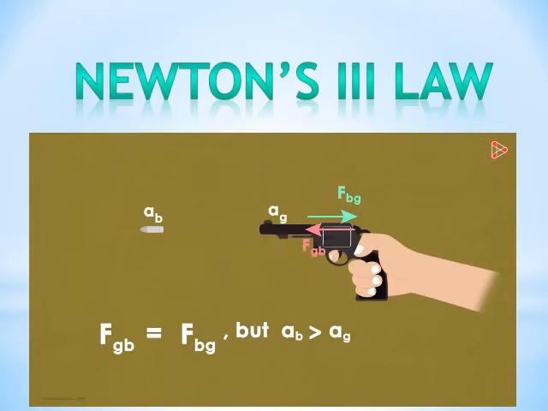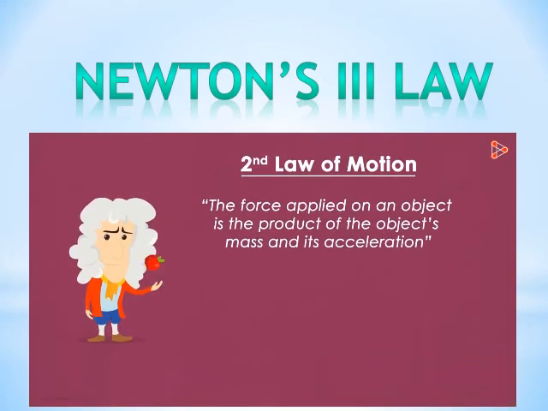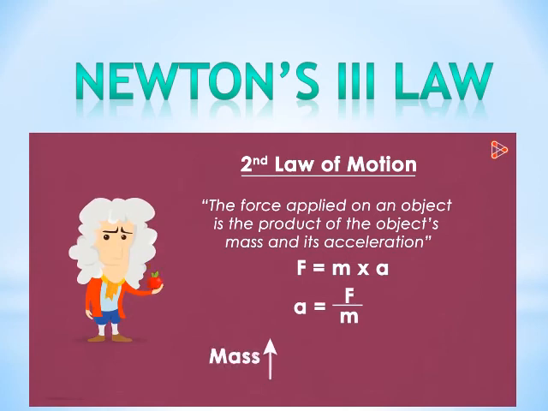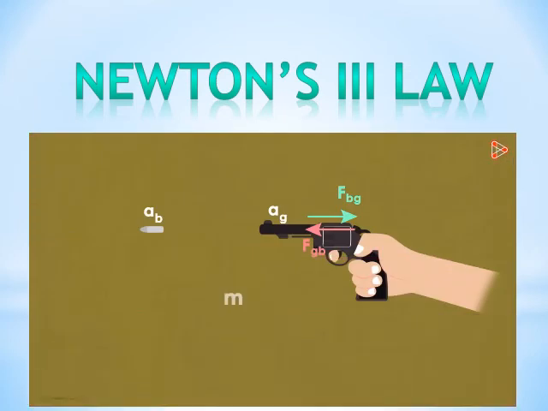Okay, so if your concept of the second law of motion was clear, you wouldn't really be surprised by this. The second law of motion says that force is the product of the object's mass and acceleration. Or the acceleration of the object is equal to the force over its mass. What does this tell us? Yes, if the mass is more, then the acceleration will be less. In this example, the mass of the gun is much more than that of the bullet. Hence, the acceleration of the rifle is less than that of the bullet.